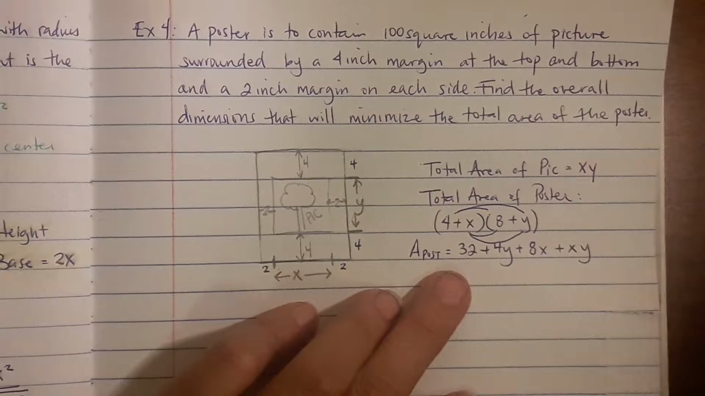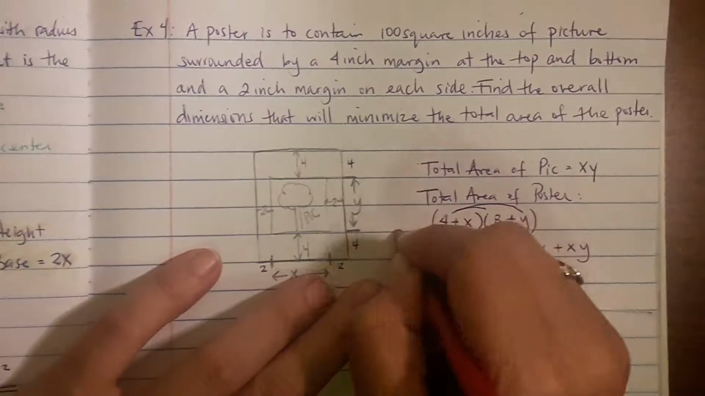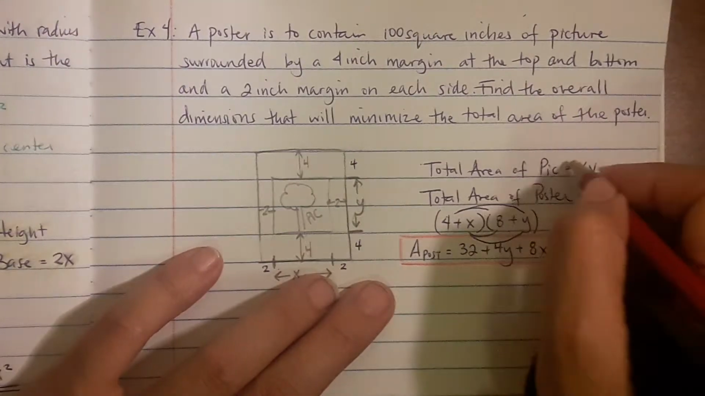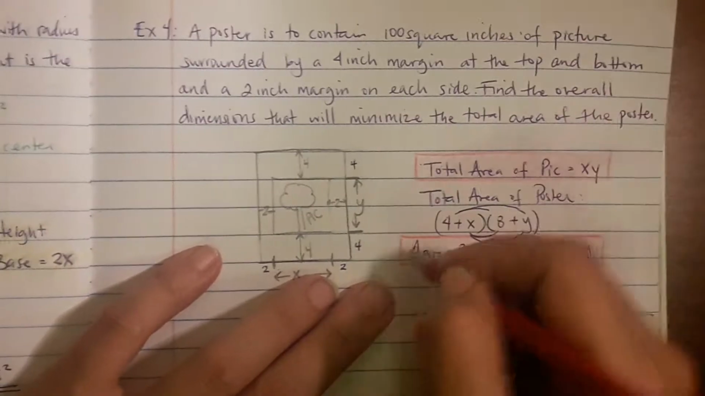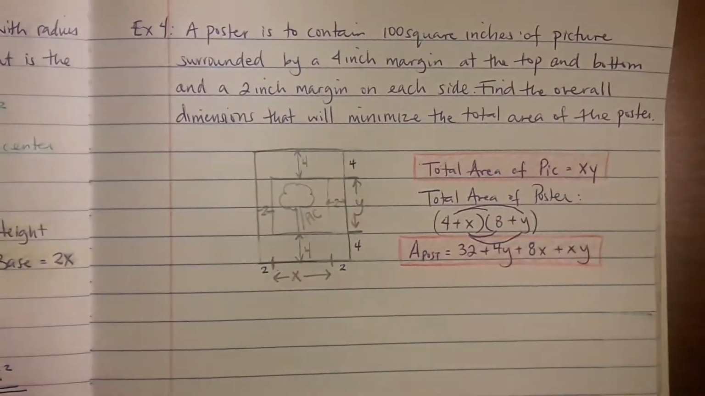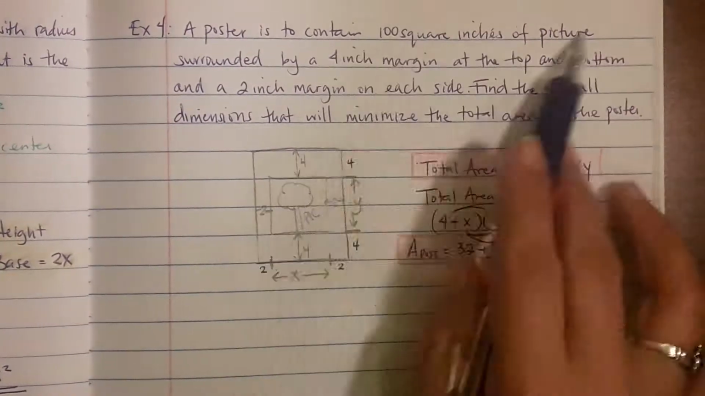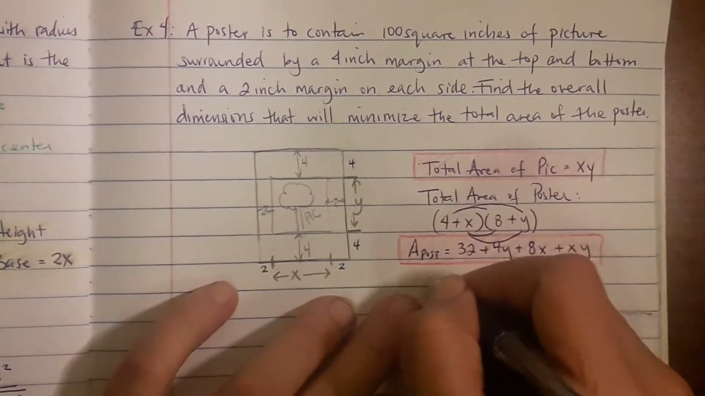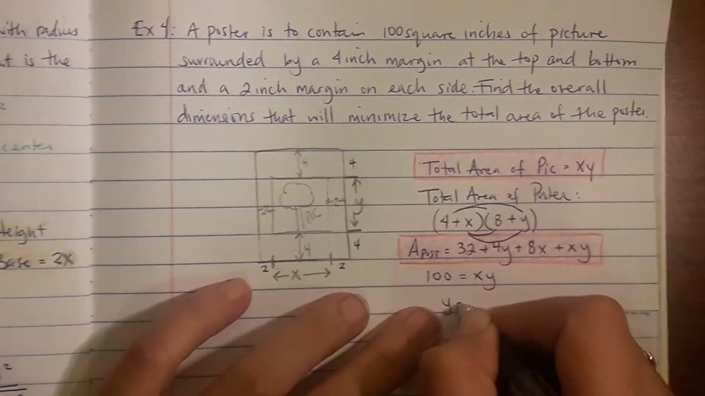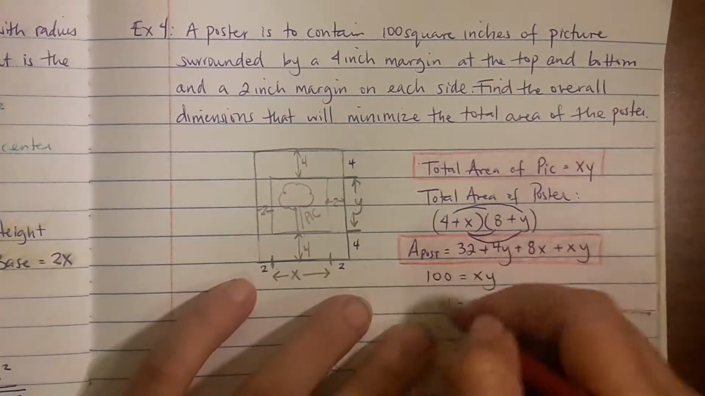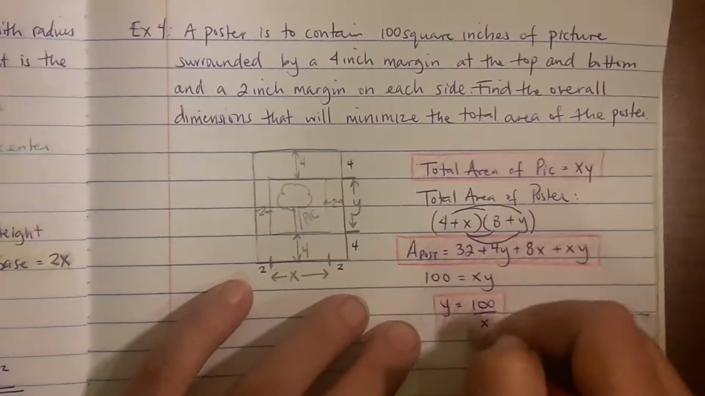Alright, so those are the 2 things that I'm going to be given. And you've noticed the pattern, right? There's always 2 things that you're given because there are always 2 unknowns. If there are 2 unknowns, you need 2 equations so you can find both of them. I need to make it in terms of the other one. So what am I given? I'm given the total area of the picture, which is 100. So 100 is equal to XY. So solve for one of them, doesn't matter which one. I'll solve for Y equals 100 over X.